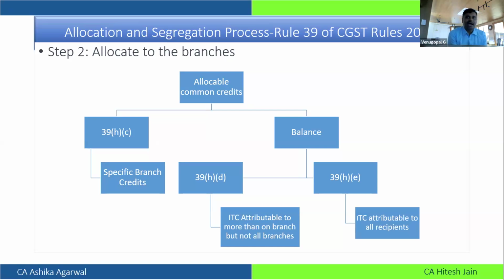That means ISD has to be done at the invoice level. So for each invoice you have to determine whether you want to allocate it to one branch, say 1 plus 2 or 3 branches, or all the branches. After determining, you will apply the turnover ratio accordingly. Continue.